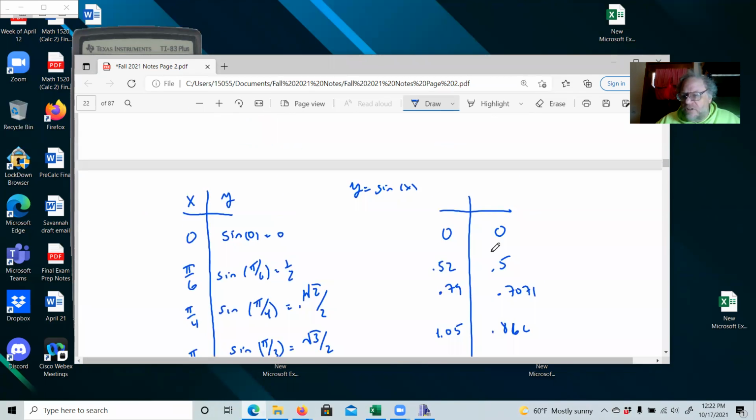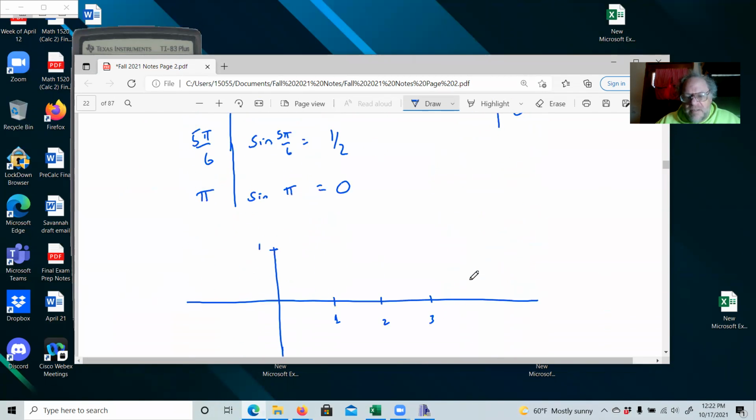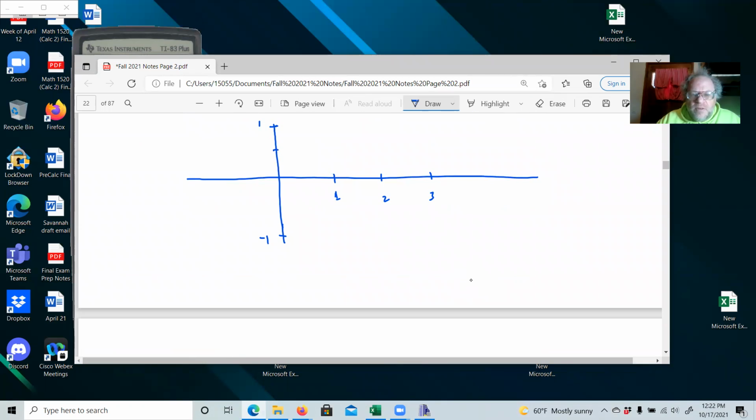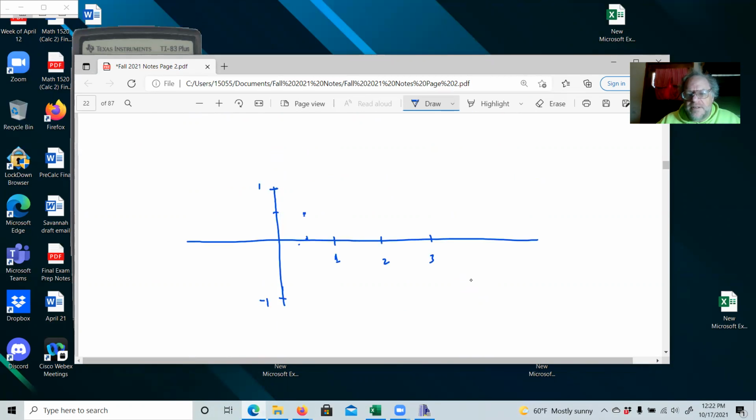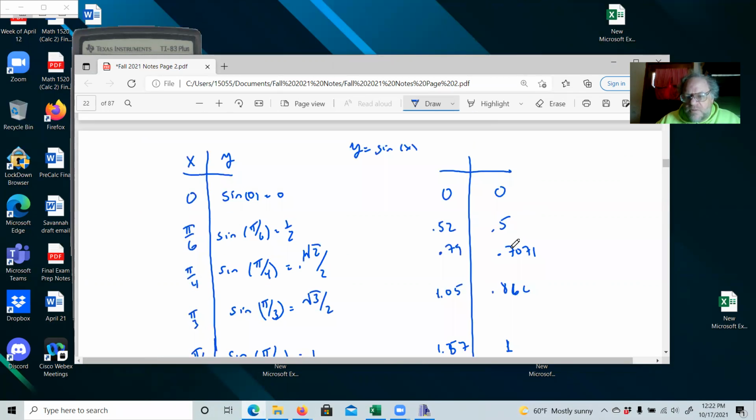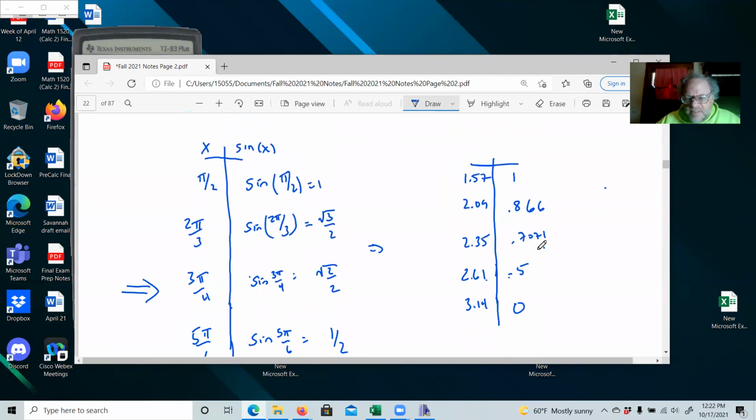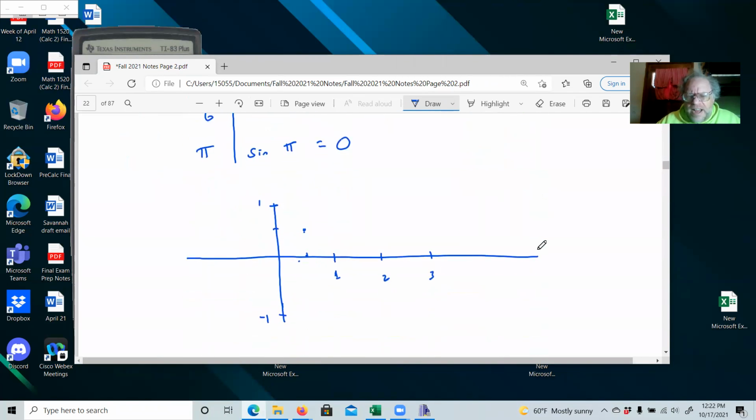So my first point, 0, 0. Second one, 0.5, 0.5. So here's about 0.5. We'll call that our first point. This is sine of pi over 6. Next one, we have 0.79 to 0.77. It still kind of looks like a line, doesn't it? I mean, we're up like 0.7 to 0.7.